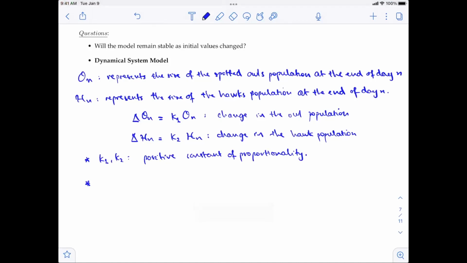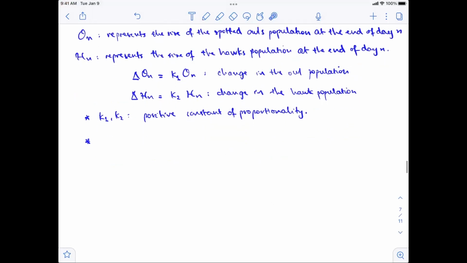Then what we're going to do next is to incorporate the presence of the second species, right? Not only do we have the owl population, but we also have the hawk population, and they share the same habitat. They compete for survival. Okay, so we have to include that in our system. For now, we have a system of two equations here. One is just for the change in the owl population, and one is for the change in the hawk population.